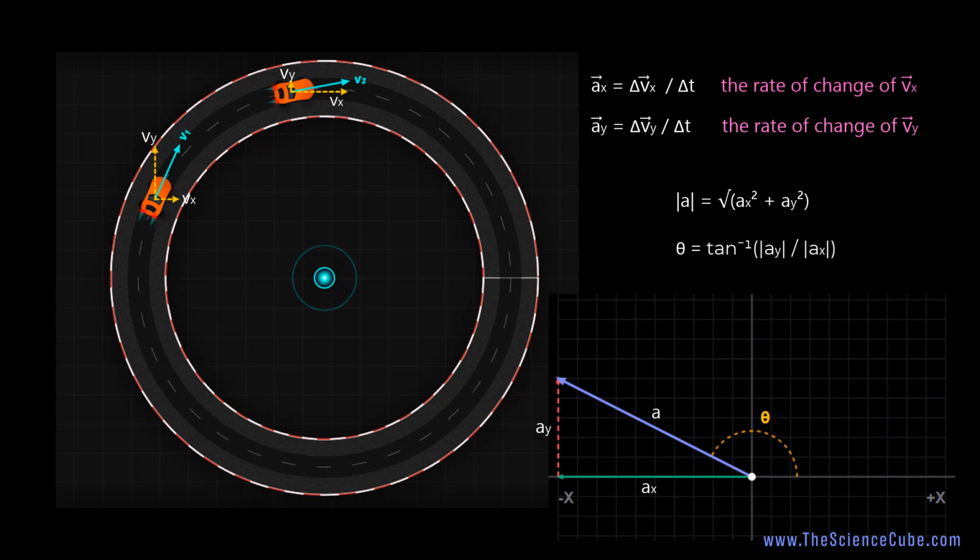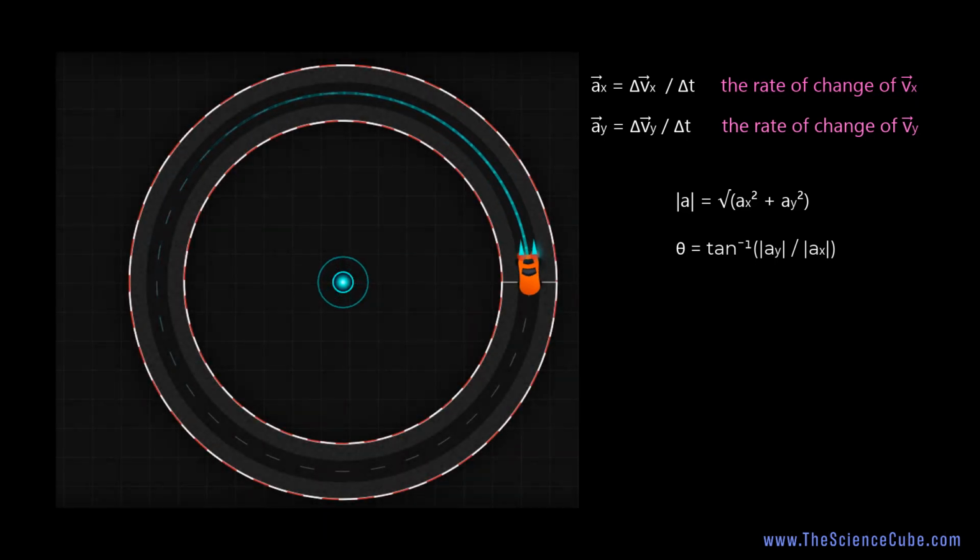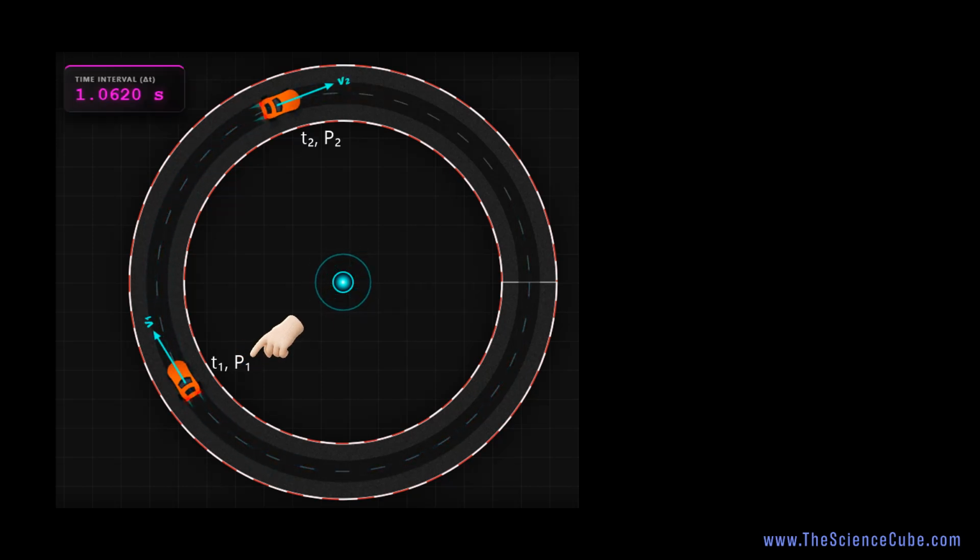But often in physics, we want to know the acceleration at a single point, say right at P1. We are not looking for an average between 2 points, but exactly what is happening right now here at P1. So visualize it this way.